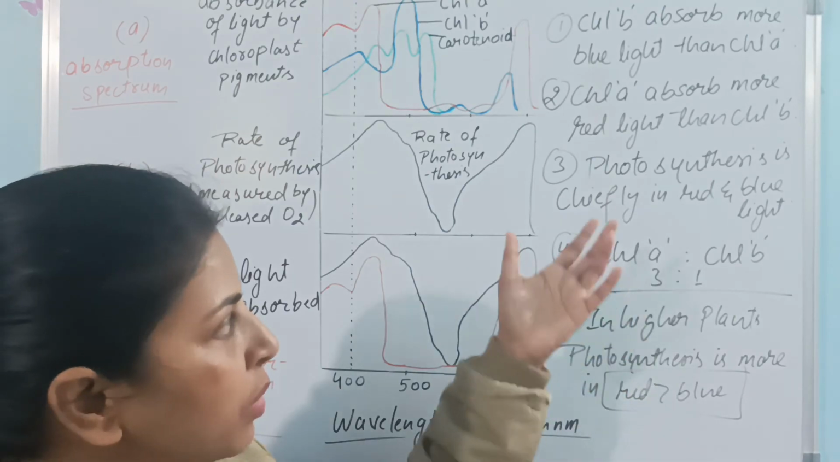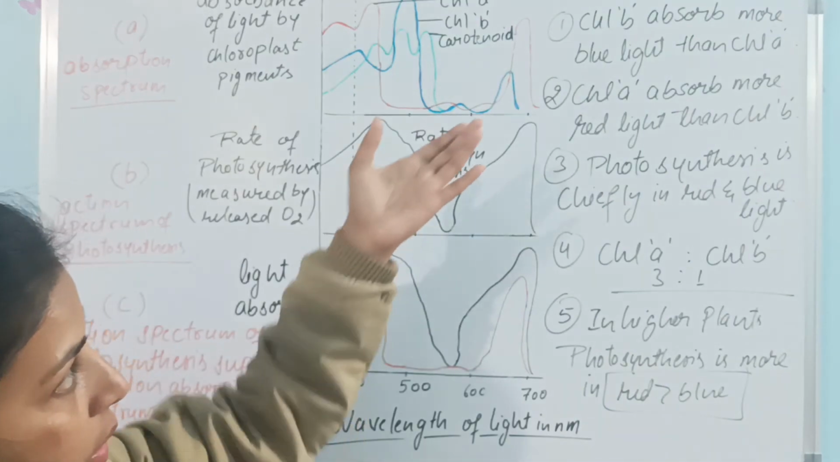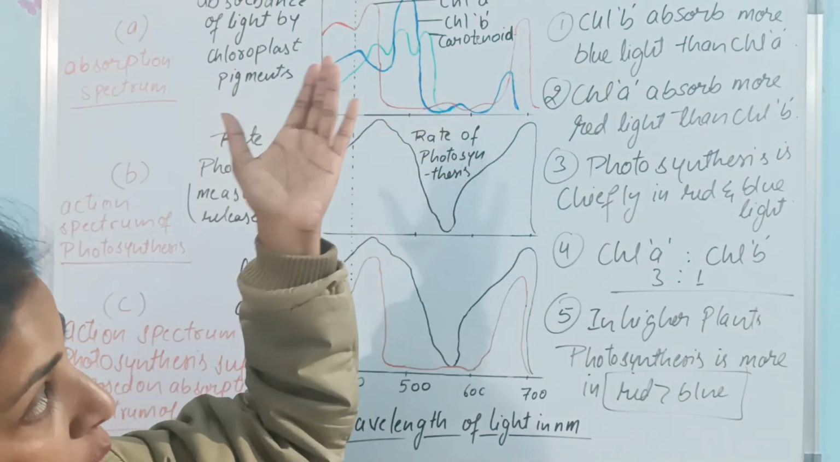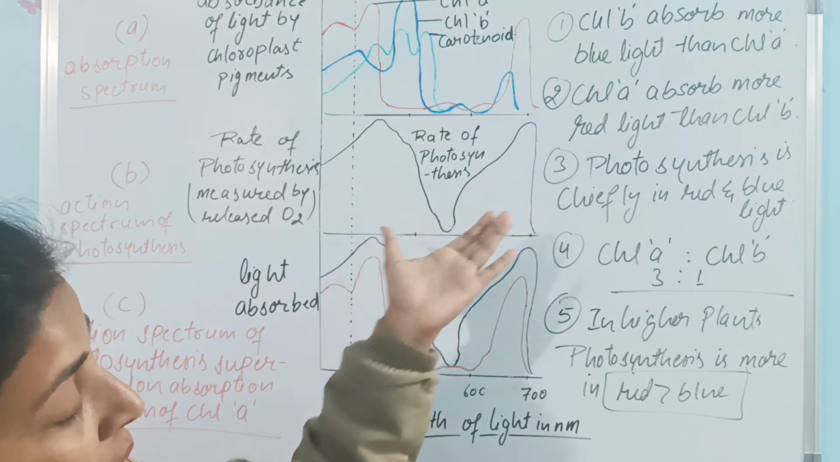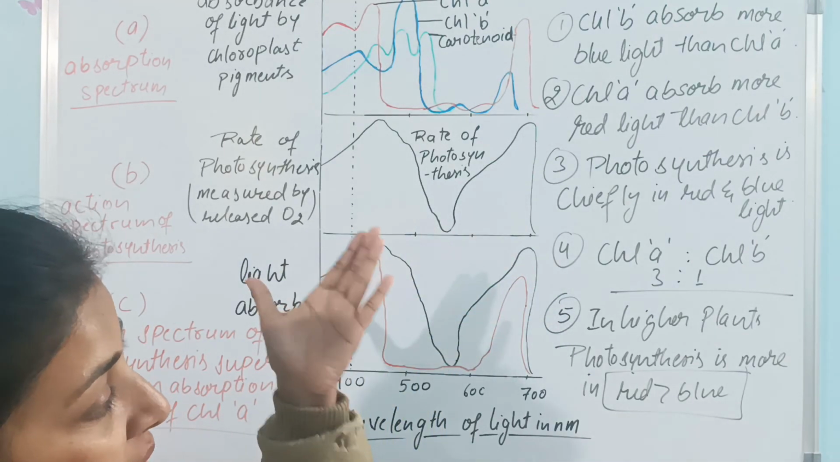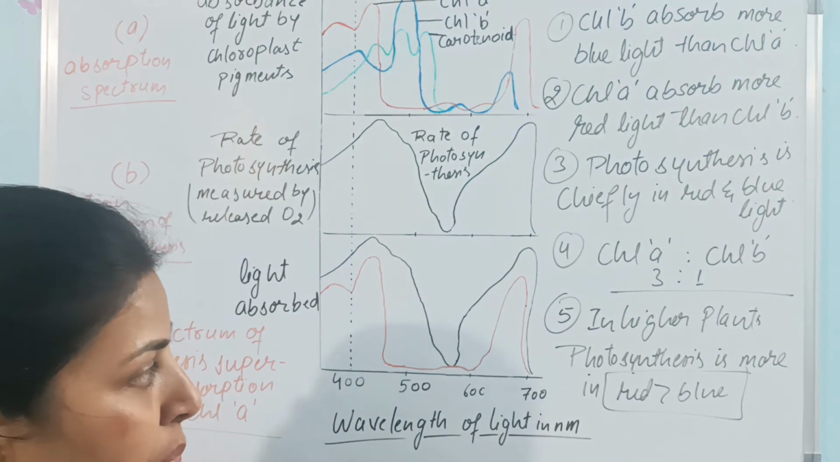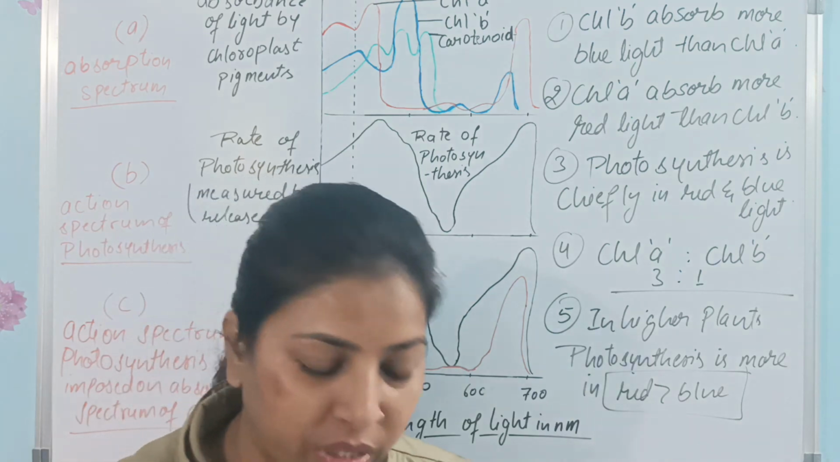So these are some conclusions based on these three graphs. Chlorophyll B absorbs more blue than A, chlorophyll A absorbs more red than B, photosynthesis is chiefly in red and blue light wavelengths, and chlorophyll A is approximately 3 times chlorophyll B. That's why in higher plants photosynthesis is more in the red color wavelength.